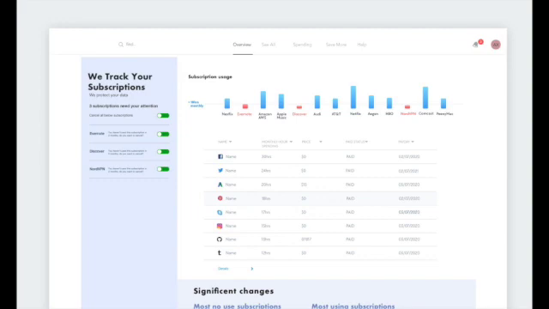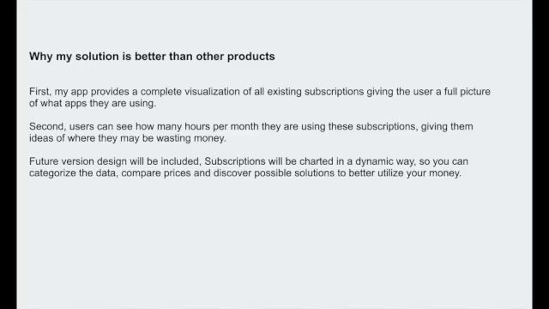So you may ask me why. I think my design is very successful and the solution is better than other products. First, my app provides a complete visualization of all existing subscriptions, giving the user a full picture of what apps they are using. Second, users can see how many hours per month they are using these subscriptions, giving them ideas of where they may be wasting money.